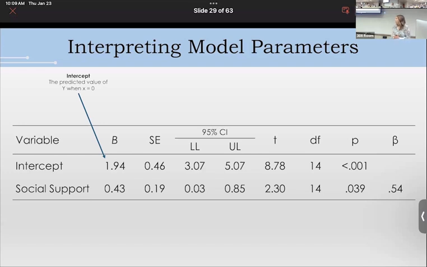Our first value we're going to look at is the intercept. This is B sub 0, or B sub naught. This is your predicted value of self-esteem when social support is 0. So when somebody ranks their social support as 0, we would predict their self-esteem to be 1.94. Questions? Why could that cause a problem?